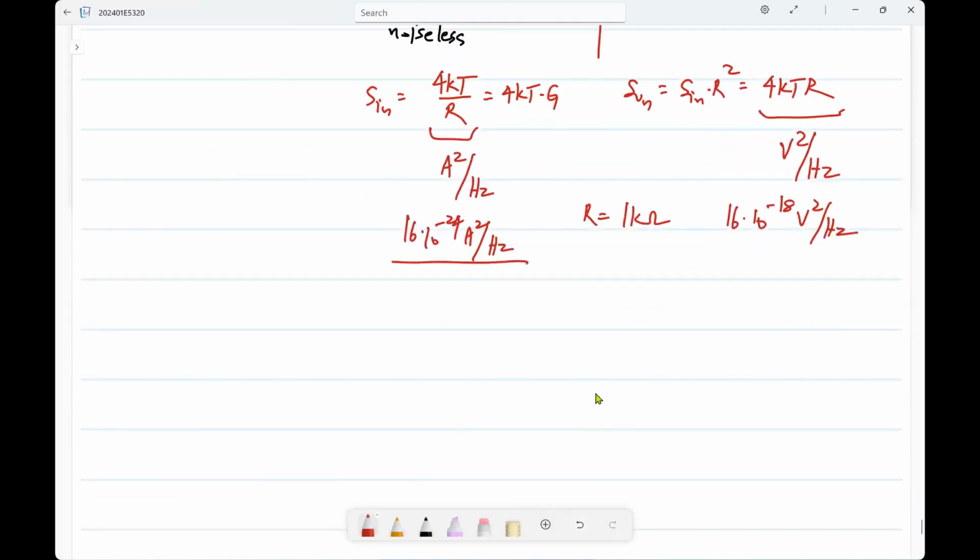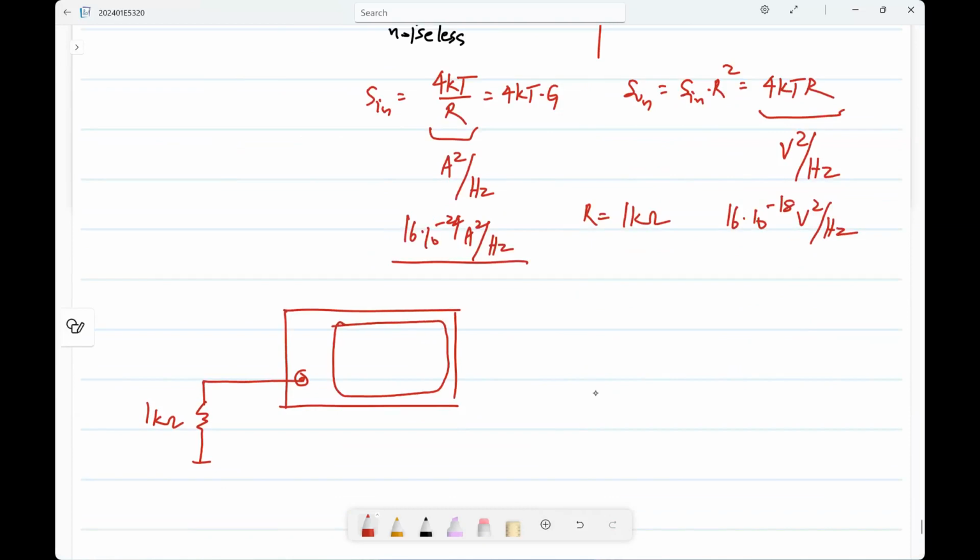Now, what does this really mean? So let's say I take a 1 kilo ohm resistor and I connect it to an oscilloscope, which all of you have used, I think, in at least a couple of labs. Let's say that this oscilloscope is ideal. It shows whatever voltage is there across the 1 kilo ohm resistor. So what will you see? What will I see on the oscilloscope?